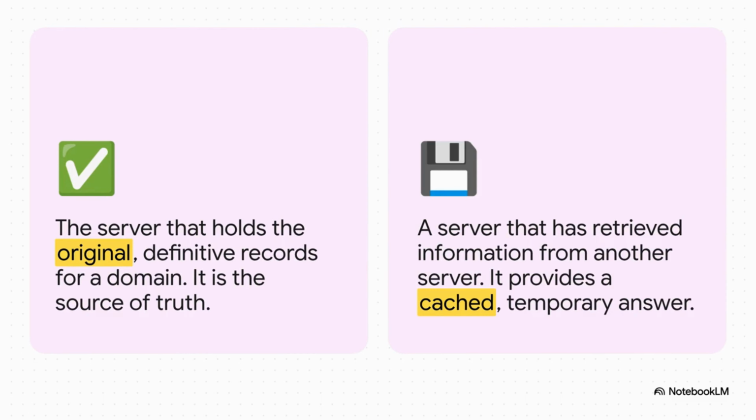Here's a crucial concept. Not all DNS answers are the same. You have to know the difference between an authoritative answer and a non-authoritative one. Think of an authoritative server as the official record keeper. It holds the original master copy for a domain. It is the ultimate source of truth. A non-authoritative server, on the other hand, is just providing an answer from its memory, its cache. It looked up the info from an authoritative server earlier and is just repeating it. The answer is probably right, but it's not coming from the original source.